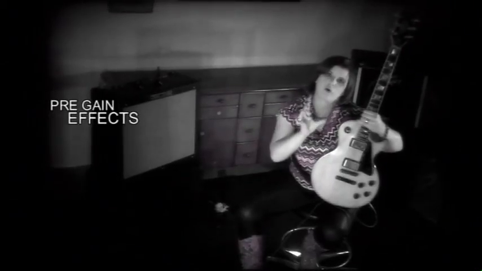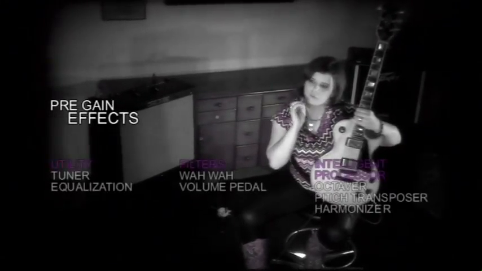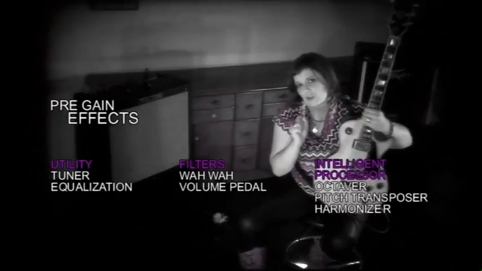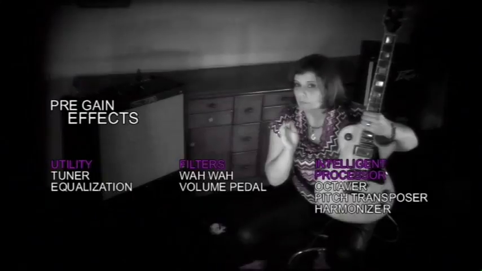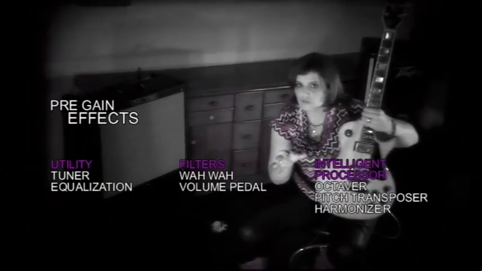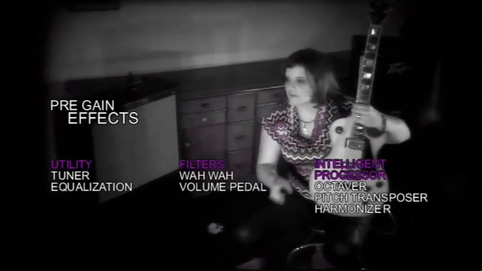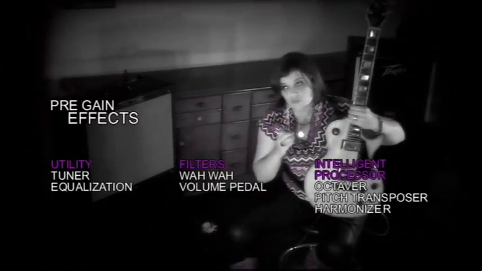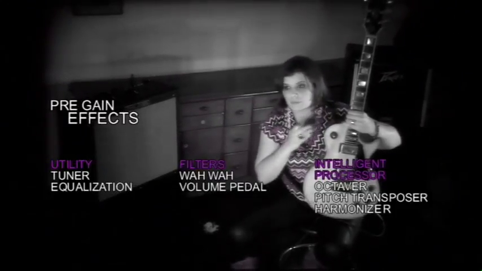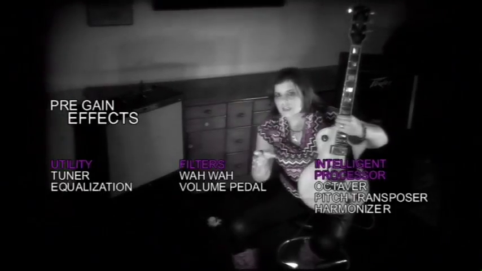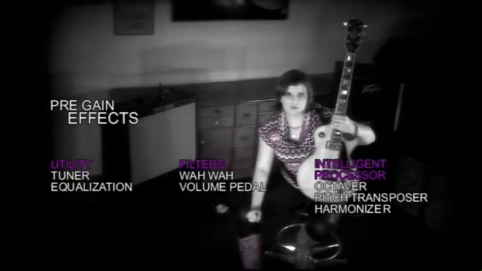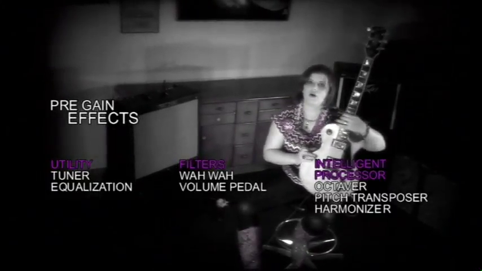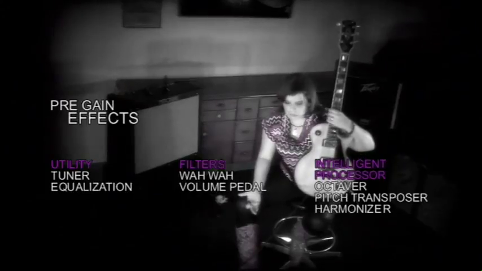The standard says that in the pre-gain effects, you're supposed to have the utility effects, the filters, and all the intelligent processors, and in this case I'm talking about compressors, equalizers, tuners, wah-wahs, volume pedals. These can also be put before the pre-gain effects, but they can be included in the pre-gain effects order, okay? Intelligent processors would be something like the humanizers or the octavers or the pitch transposers.